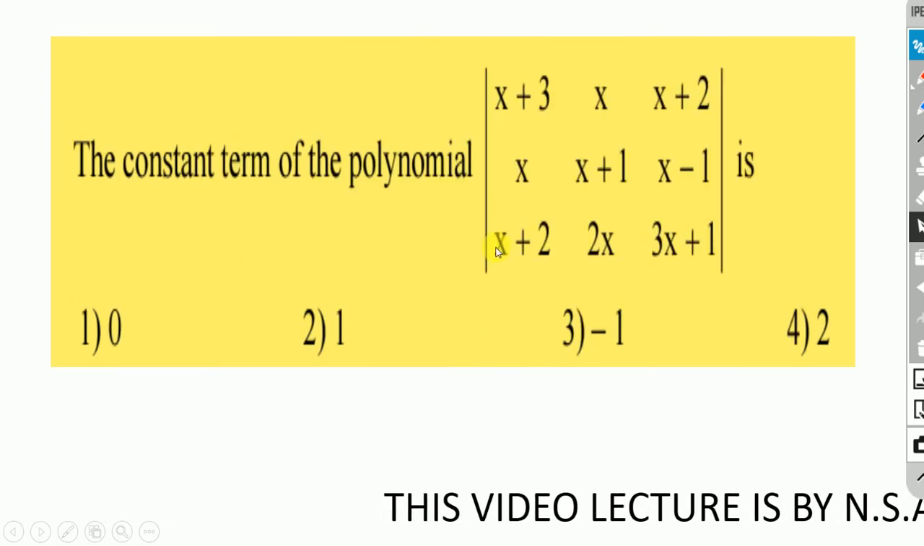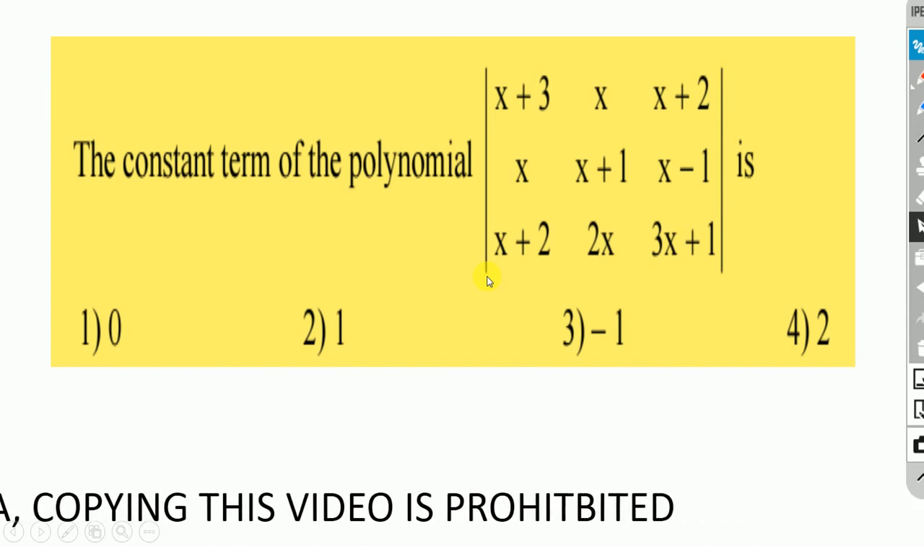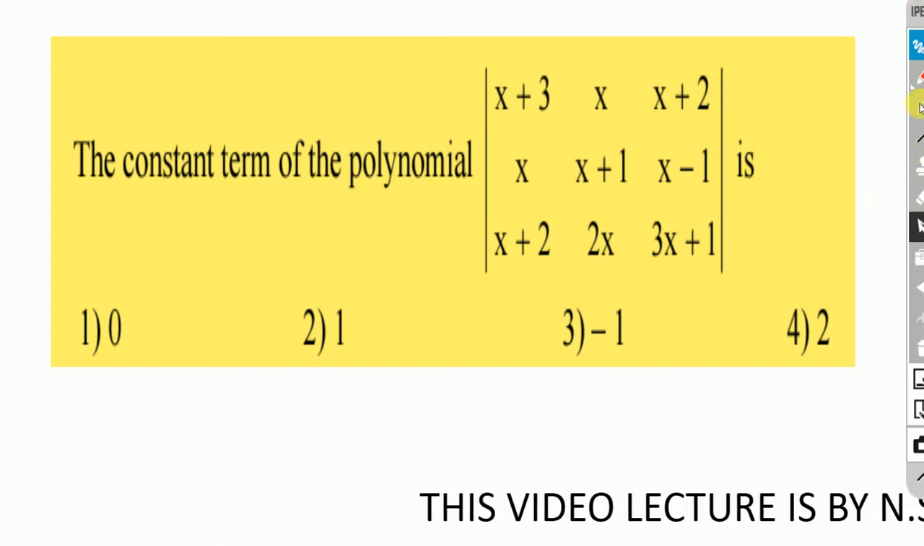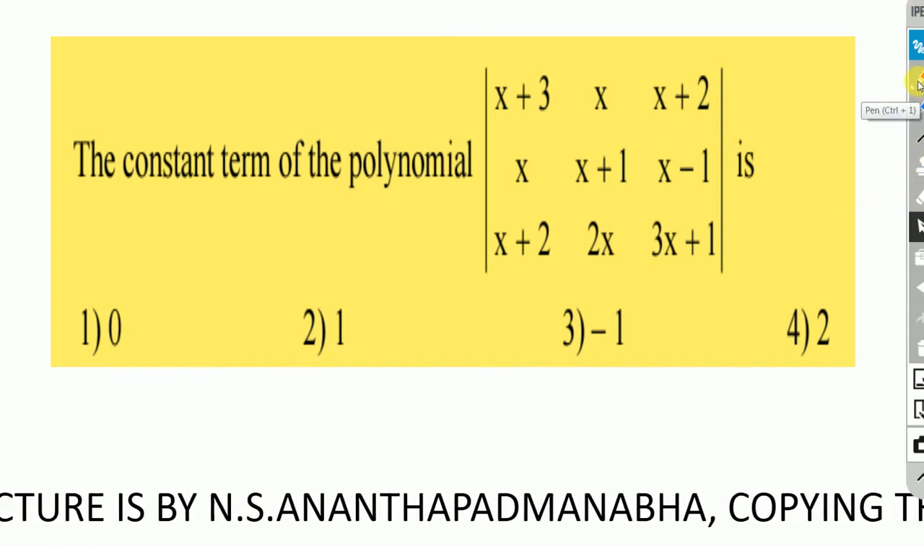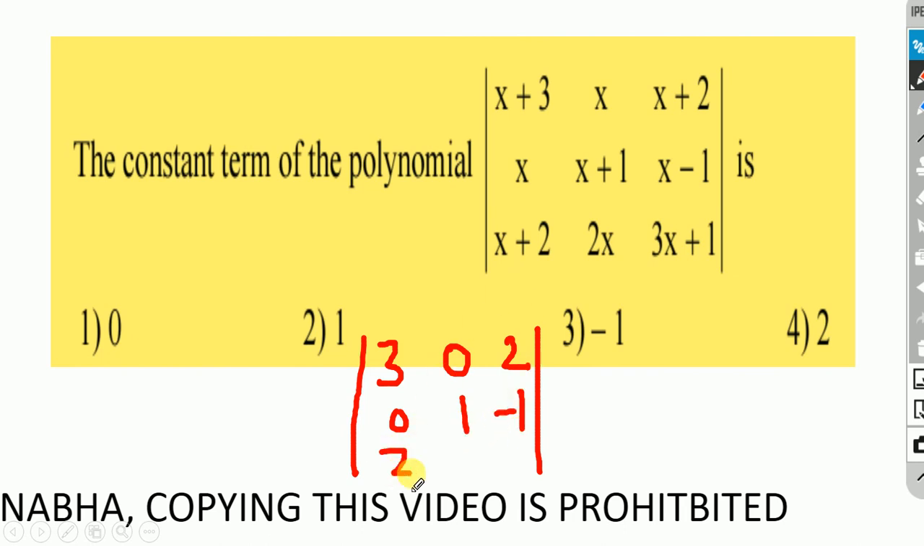Find the constant term of the polynomial. I discussed a similar question, which you can solve. I can leave this as an exercise, but I will just write the determinant. When you put x equal to 0, you will get 3 here, 0 here, 2 here, and 0, 1, minus 1. I have 2 here, 0 here, and 1 here. So you can expand to get the answer. I leave this as an exercise.